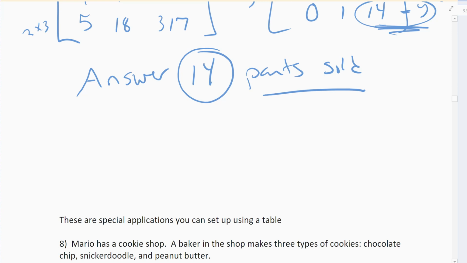Alright, so that finishes up this page. On the next page, we're going to set them up a little differently. We're going to set them up using tables, which aren't too bad. It's kind of like trees. Students typically like tables because they give you the matrix right away. And so those are the next examples.